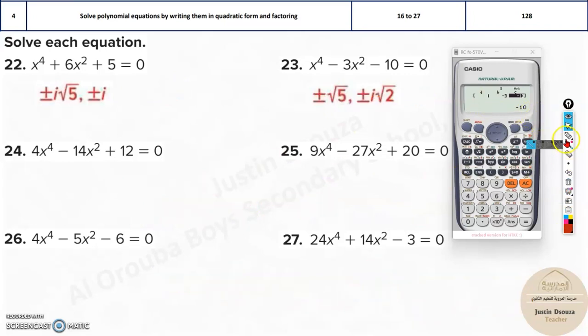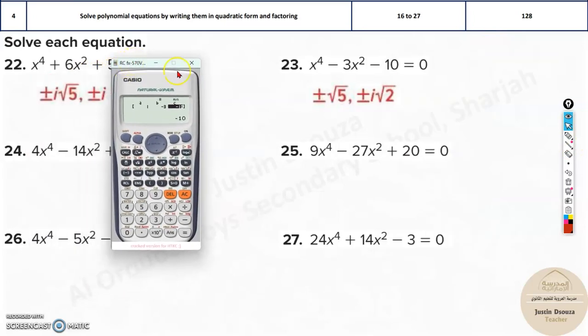Let me solve one more with the same method. Let me take this for example. Now over here we always have to reduce it as much as possible. Now when I look over here, I can see 9 is a perfect square, so I can write 3x squared. So let me assume u to be 3x squared. So now can I simplify this?